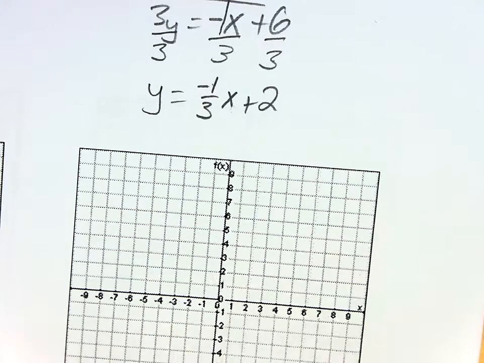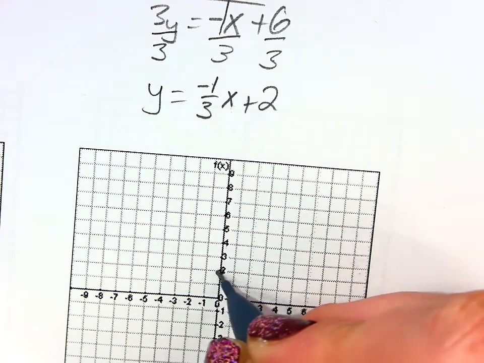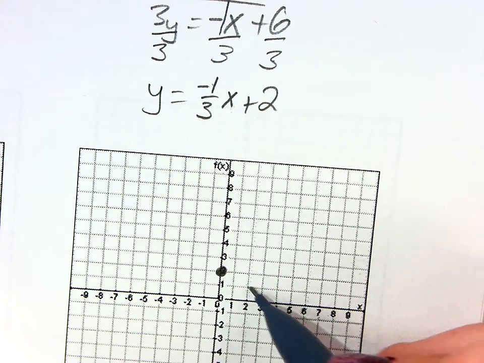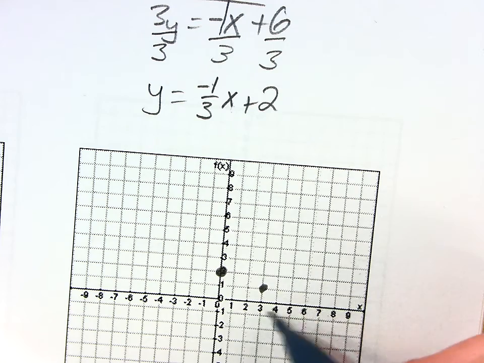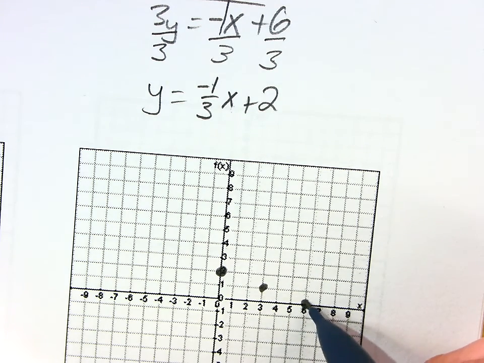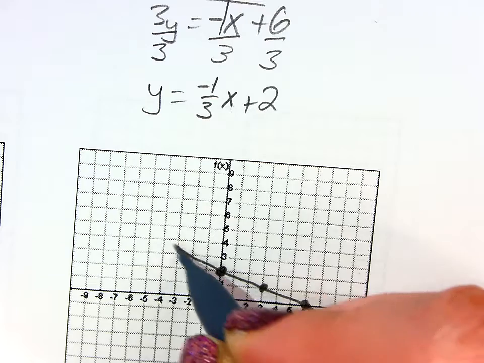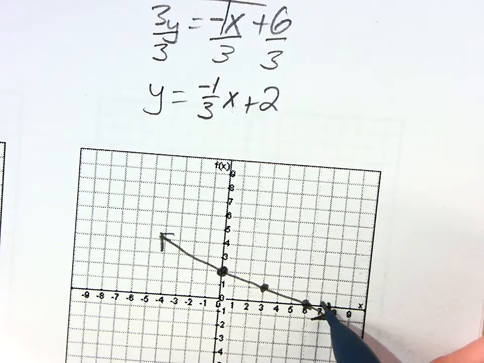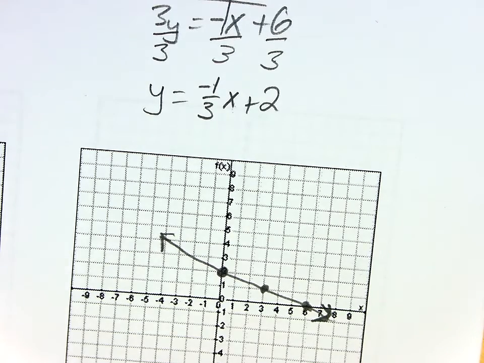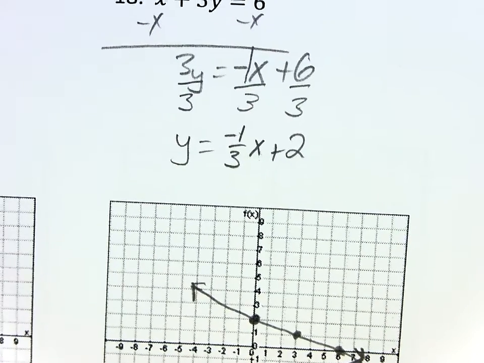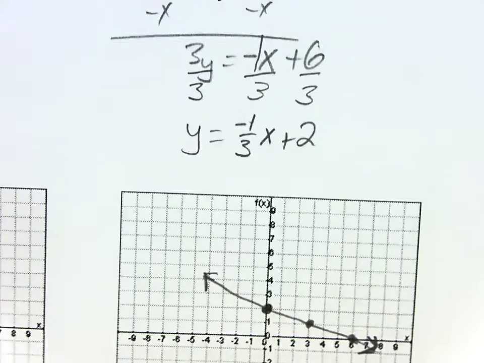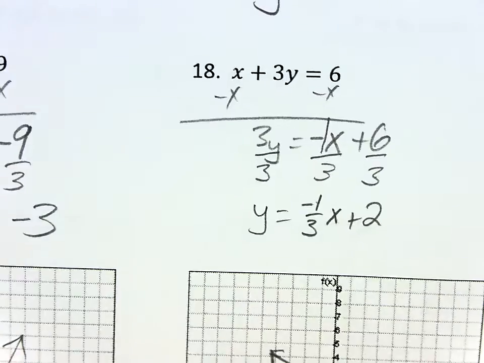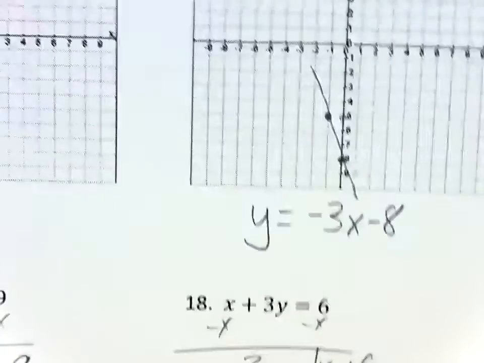So hopefully you start at positive 2. And then my slope tells me to go down 1/3. Those can be tricky, where you have to divide by something. And it doesn't always divide nicely either.